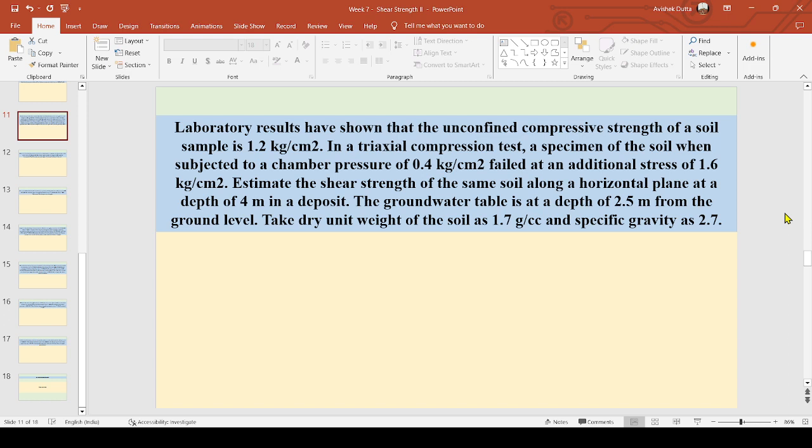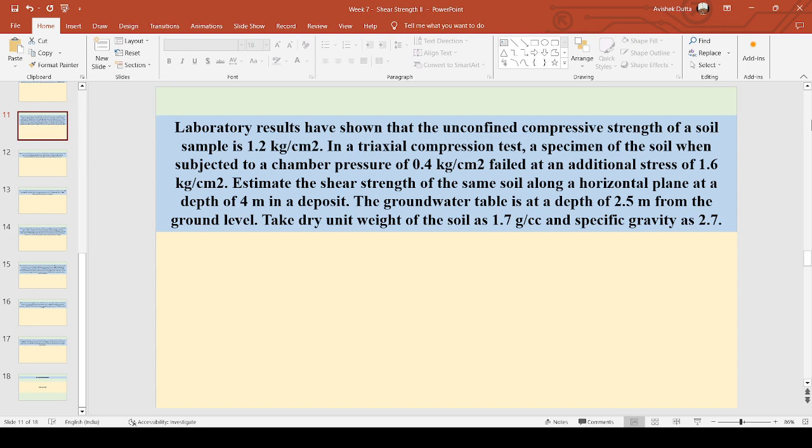laboratory experiments. Now, in unconfined compressive strength test, the unconfined compressive strength is 1.2 kg per centimeter square. The same soil has been subjected to triaxial compression test at a chamber pressure of 0.4 kg per centimeter square. It failed at an additional stress of 1.6 kg per centimeter square.